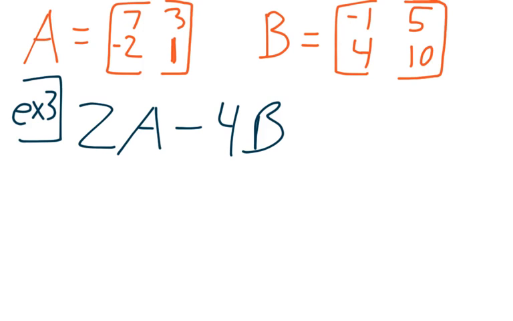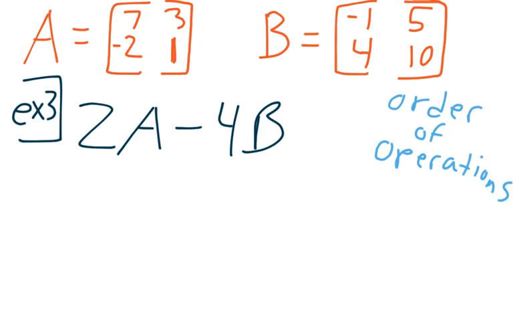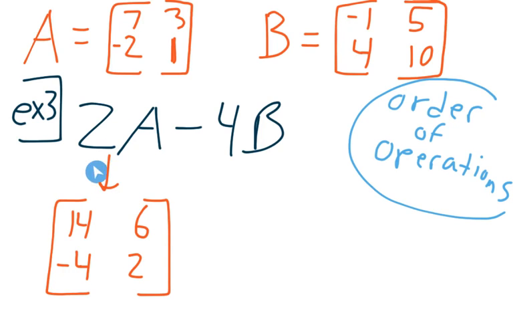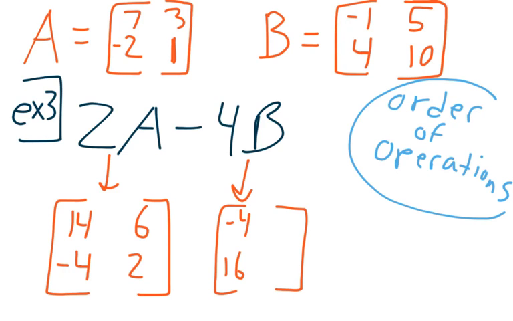So let's do each one of those first. So 2A just becomes 14, 6, negative 4, 2, right? Just doubled everything up here. So then the 4B is everything in B times 4. So negative 4, 16, going bottom top right, 20, and bottom right, 40. Don't forget minus sign, so minus sign right there.